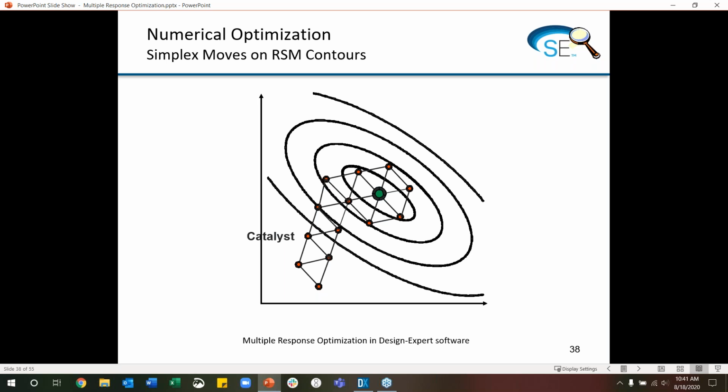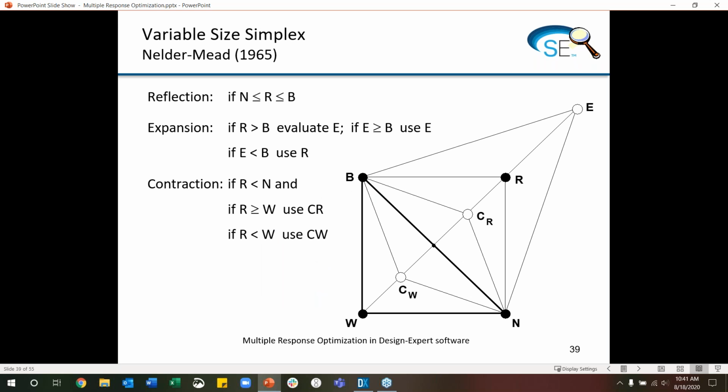All right. Now, to be honest, this isn't quite what we do. This is a simplex move. We actually do a variable sized simplex, which was developed by Nelder and Mead back in the 1960s. So this allows us to both expand and contract depending on the desirability. So basically, if we test a spot and desirability is even better than what we expect, then we take a bigger step and we go farther out. So like here, this is an expansion. This step was good, so we want to go even farther out.